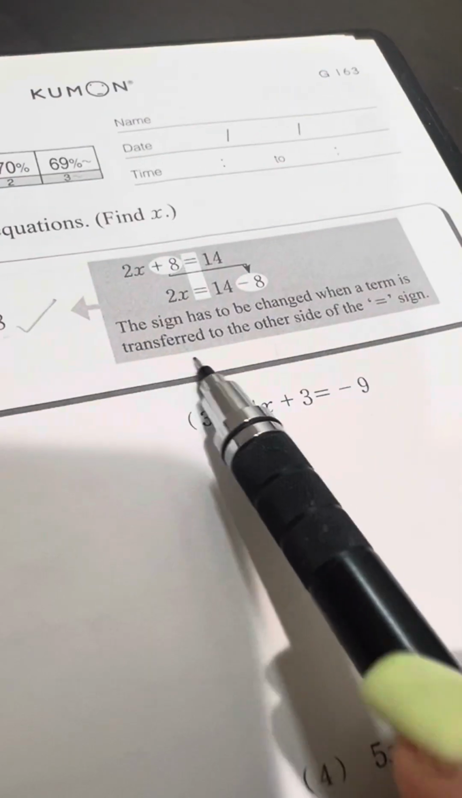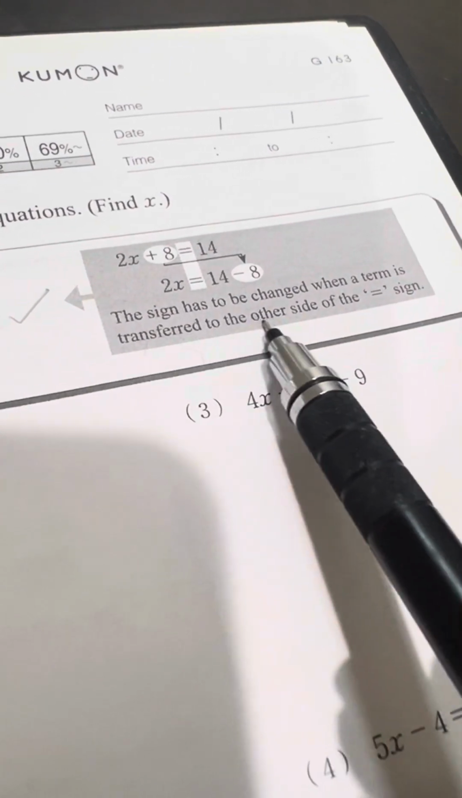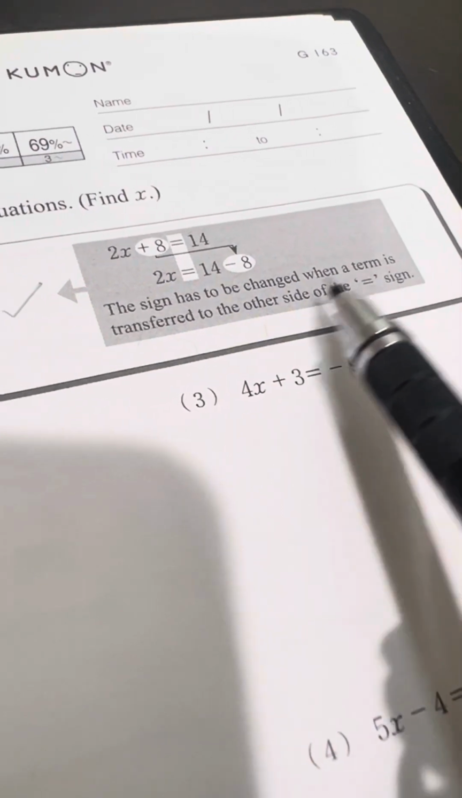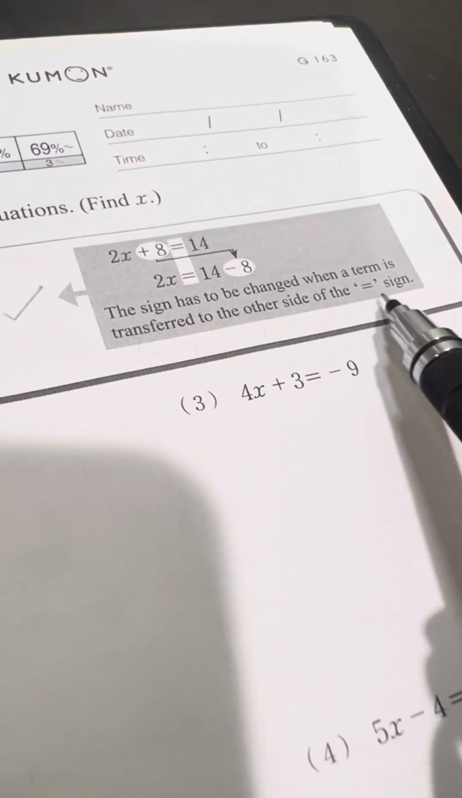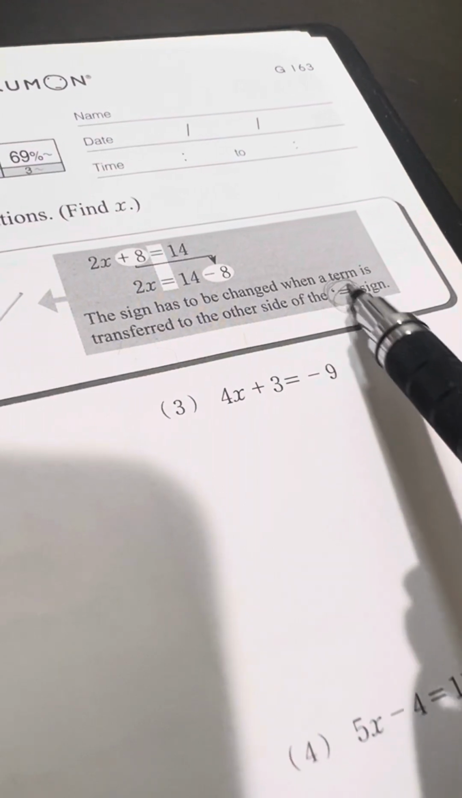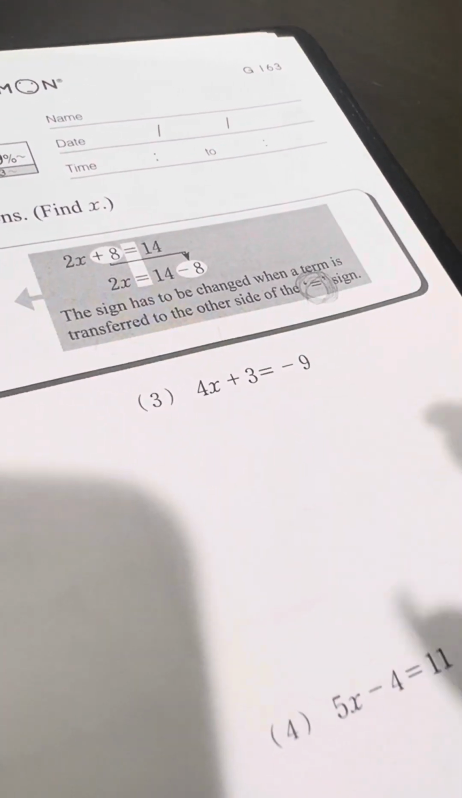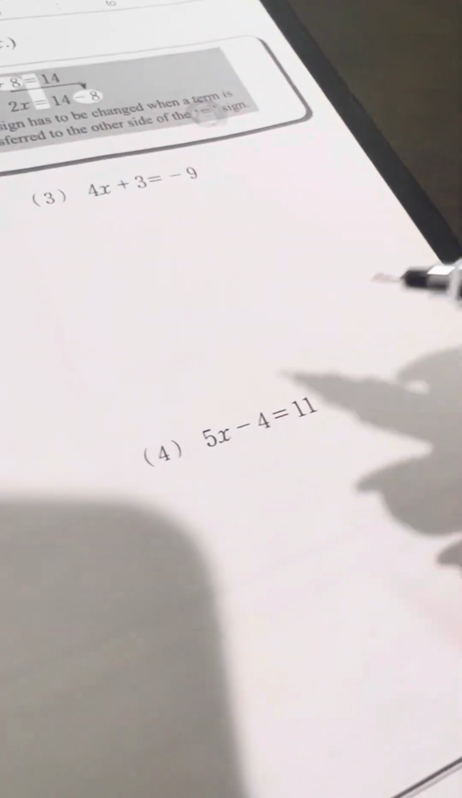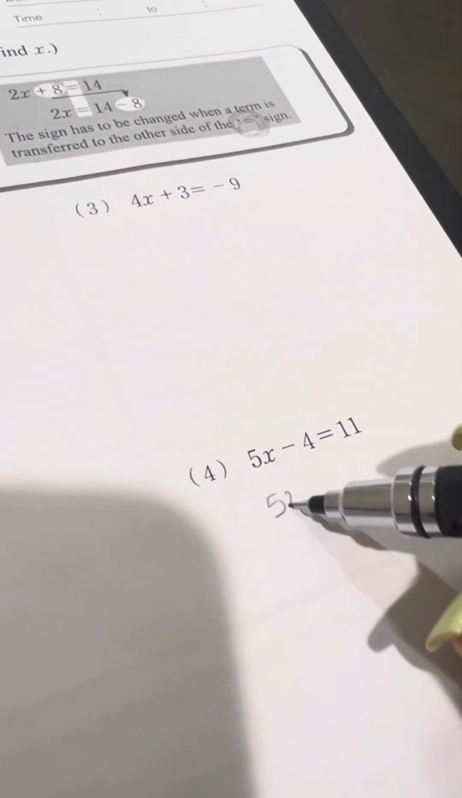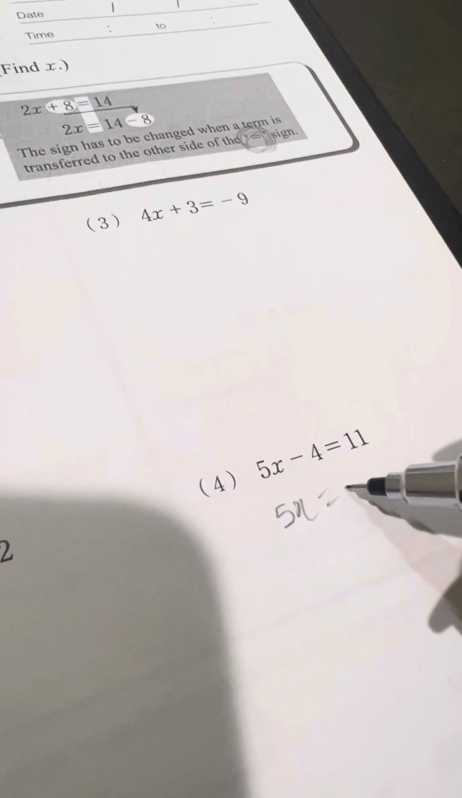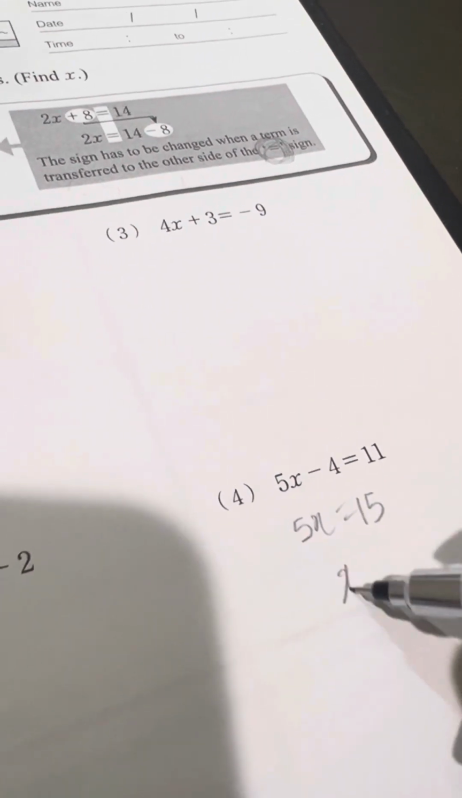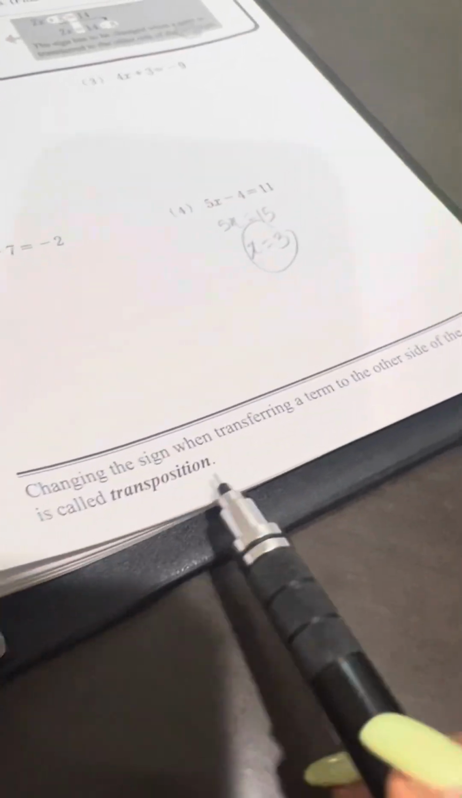And then they are kind of explaining the sign has to be changed when a term is transferred to the other side of equal sign. So, just consider that equal sign, that it's like a bridge. Whenever you're crossing the bridge, you have to change the sign, basically. Yeah, that's the easier way to remember. This would be 5x, 11 plus 4, that would be 15, and x would be 3. And you can also read the footnotes here.